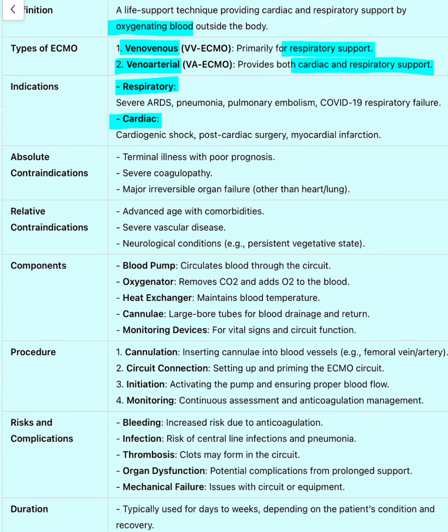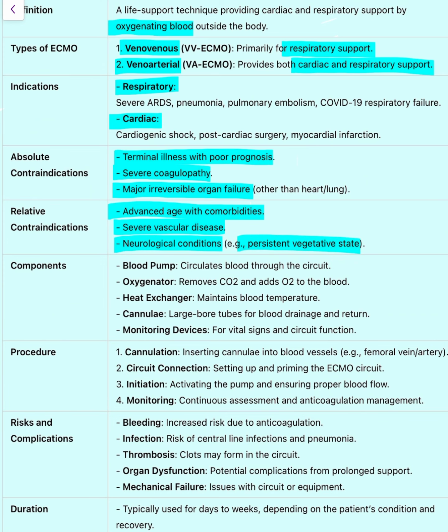What are the contraindications? Absolute contraindications being terminally ill patients with poor prognosis, when you cannot avoid the death. As I said, it's just a life support, it's not treatment, right? Severe coagulopathy, major irreversible organ failure, that is the poor prognosis. So these are the absolute contraindications. Relative contraindications being advanced age with any comorbidities, severe vascular disease, and neurological conditions like persistent vegetative state.